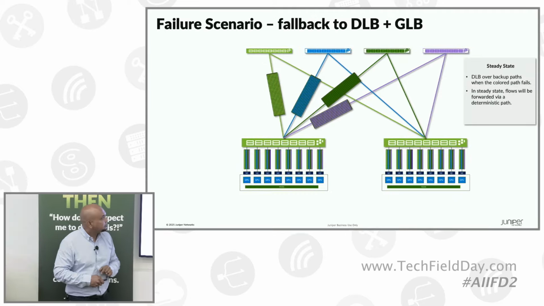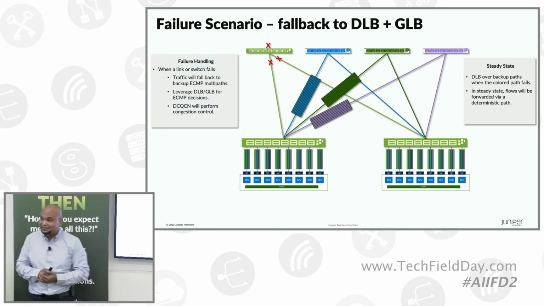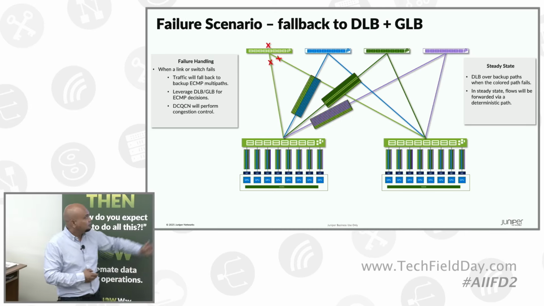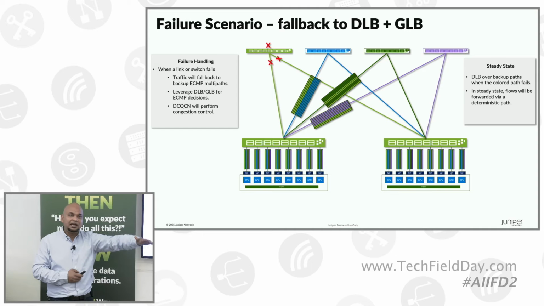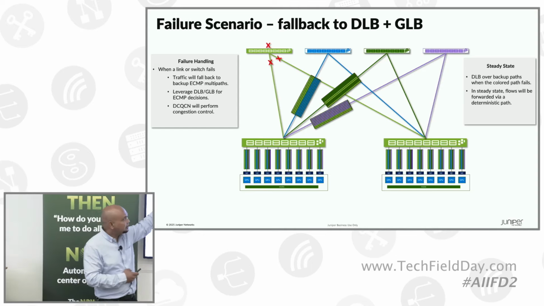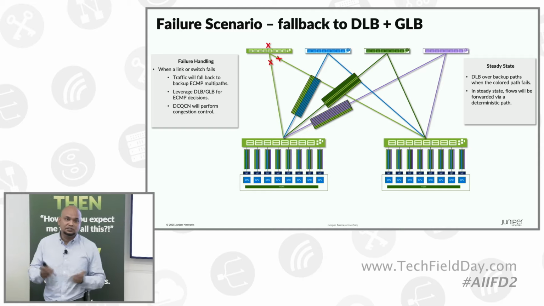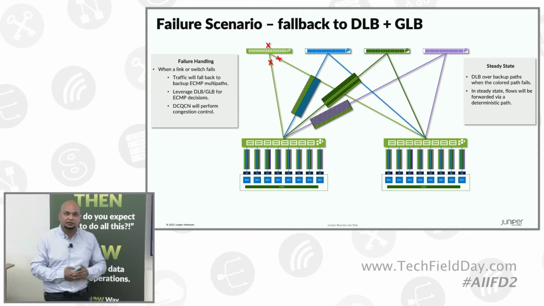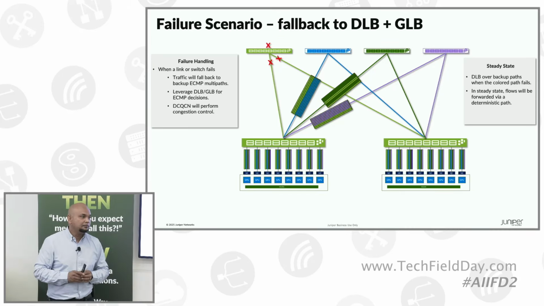And let's say a link or a switch fails. In that case, for this flow, whose preferred path was that spine, all the backup paths are activated, and it will do dynamic DLB and GLB across all the other paths for the time being. And as soon as that link gets restored or the switch gets restored, it will immediately snap back to the deterministic forwarding.